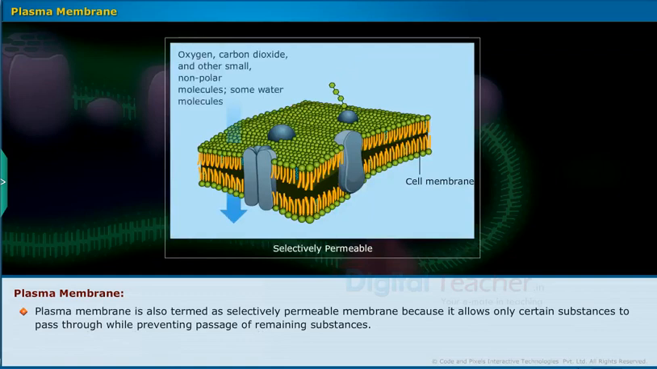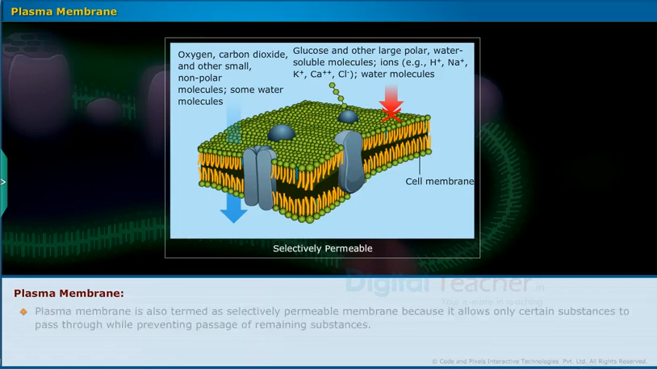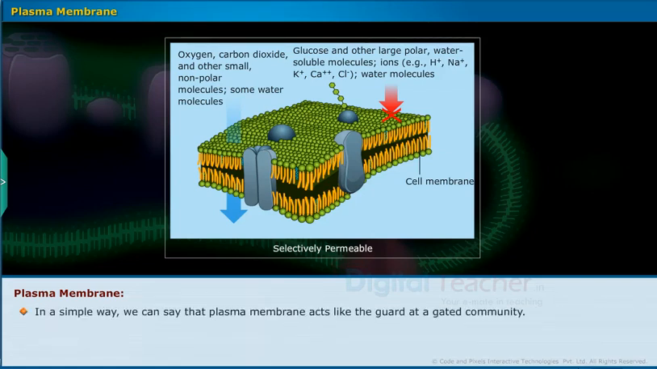Plasma membrane is also termed as selectively permeable membrane because it allows only certain substances to pass through while preventing passage of remaining substances. In a simple way, we can say that plasma membrane acts like the guard at a gated community. Plasma membrane is a living, flexible membrane.